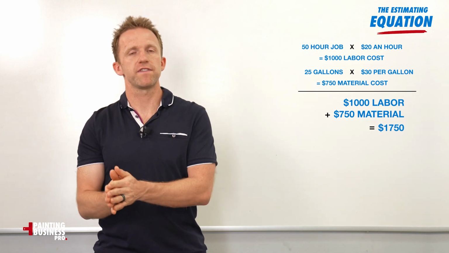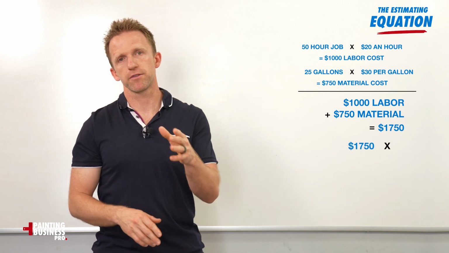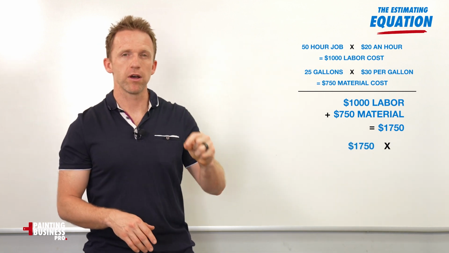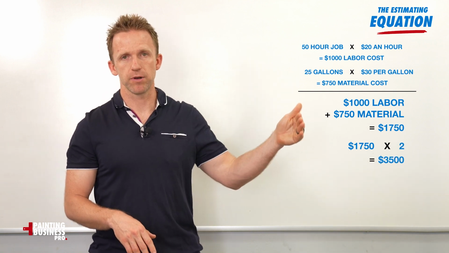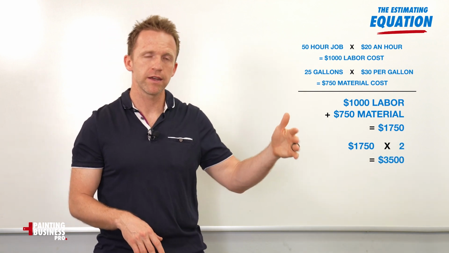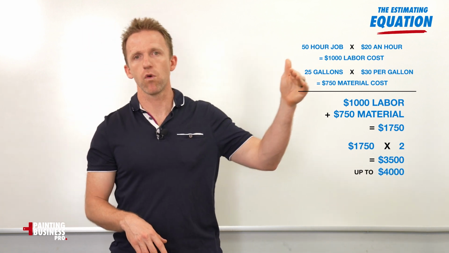Then you take your $1,750 and you multiply by your markup. Your markup should be double or maybe a little more than that. So I take $1,750 times 2, $3,500. That could be my price on the low end. My price could be all the way up to about $4,000.